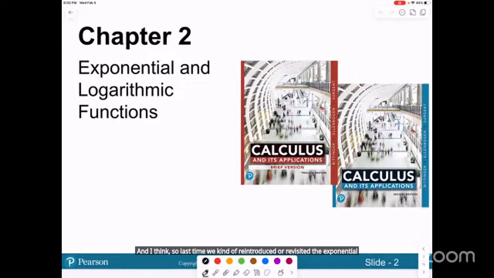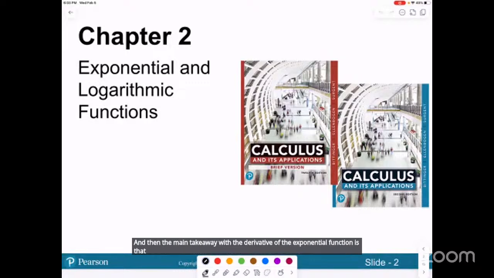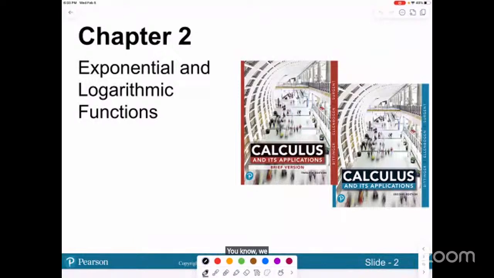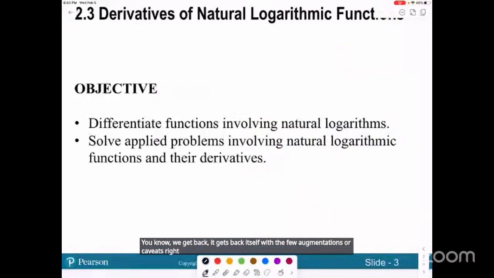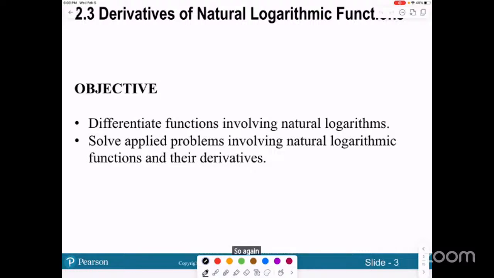And then the main takeaway with the derivative of the exponential function is that the exponential function is its own derivative, right? So when we go to take the derivative of e to the x, it gets back itself with a few augmentations or caveats, right? So we're going to extend that notion to derivatives of the natural log function, right? So again, we've explored the derivative of exponential.